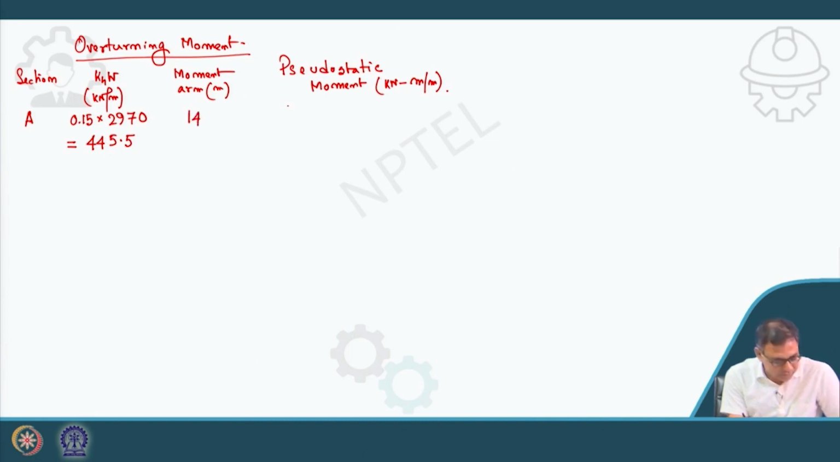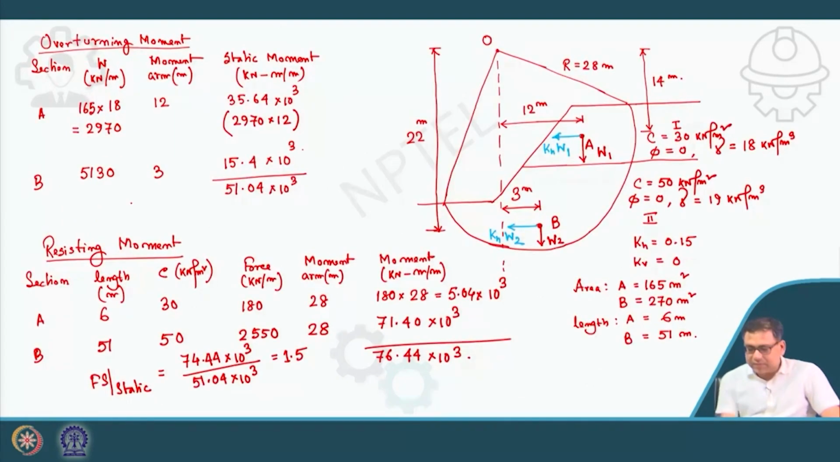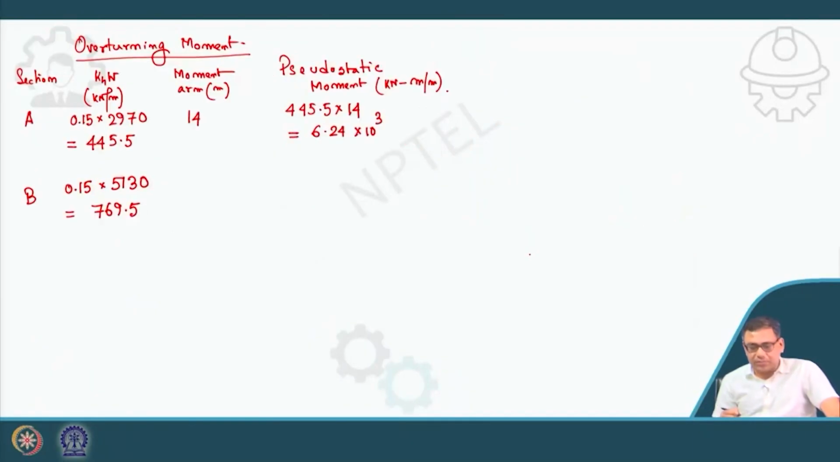So the pseudostatic moment will be 445.5 into 14. So that will be equal to 6.24 into 10 to the power 3. Similarly for B, the kH into W is 0.15 into 5130. So this is equal to 769.5, and the moment arm is 22. Initially it was 3 for the W2 calculation, now it is 22.